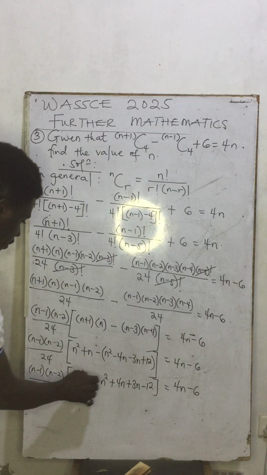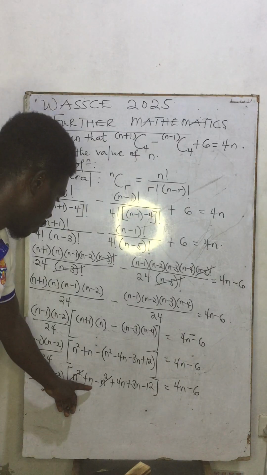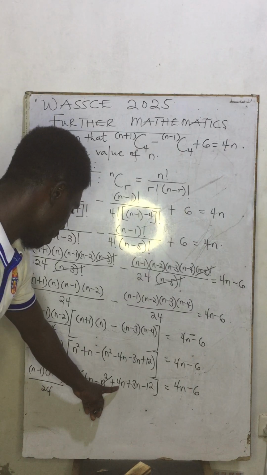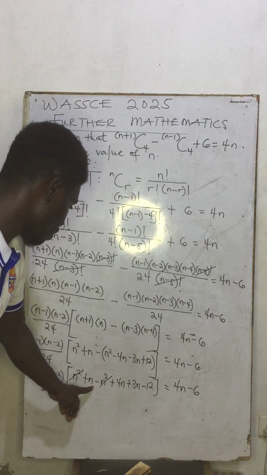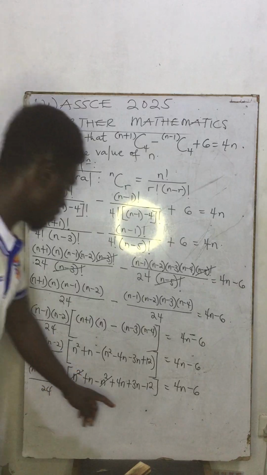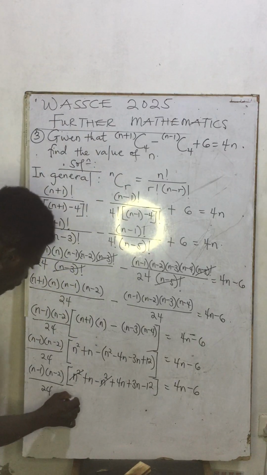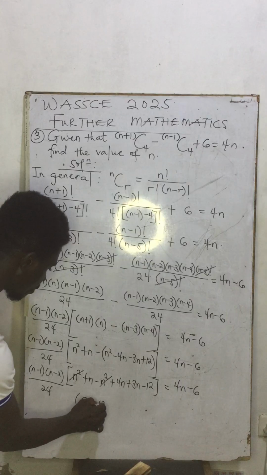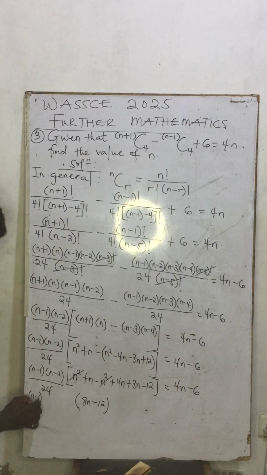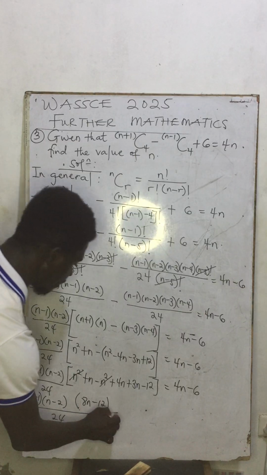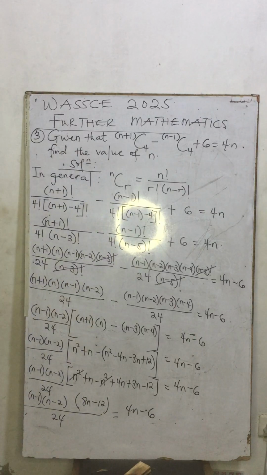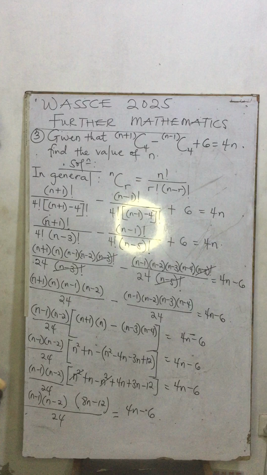Now this guy cancels that. Now this one is positive n, positive 4n, right? This one will give us 7n, and this one will give us 8n. 8n minus what? 12. So we have 8n minus 12. Then here is n minus 1, n minus 2, all over 24 is equal to 4n minus what? 6. So this is what we have. So let me clean the top.